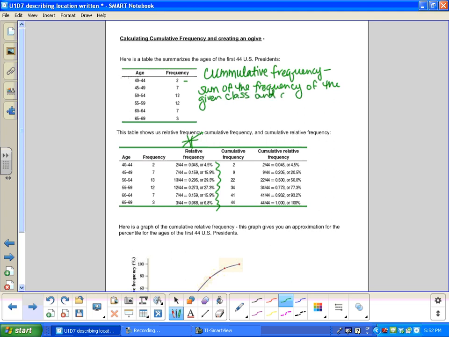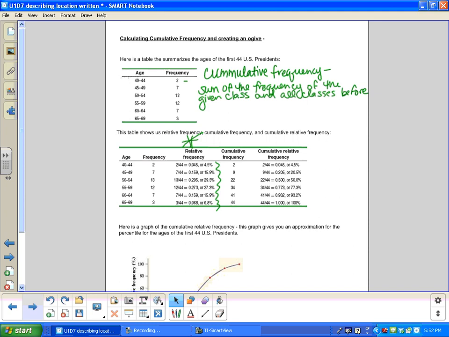And all the classes before it. Sometimes my green marker doesn't like to work. I think I'm going to use blue from now on. It's dancing! Okay, I'm done with the green.